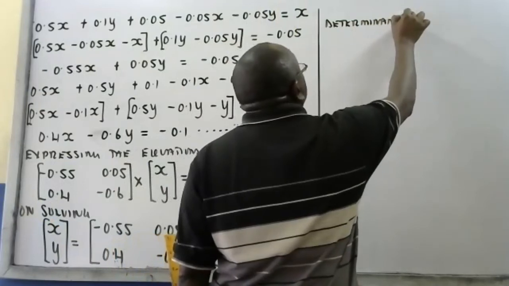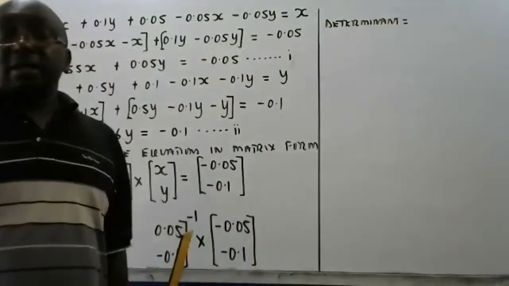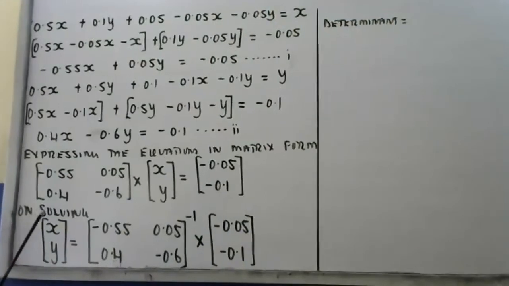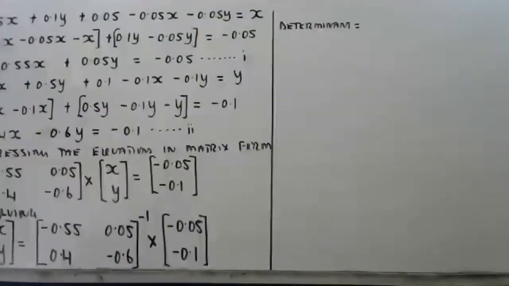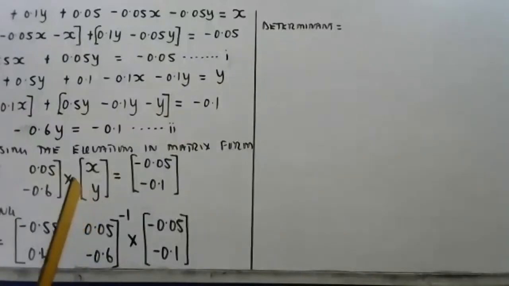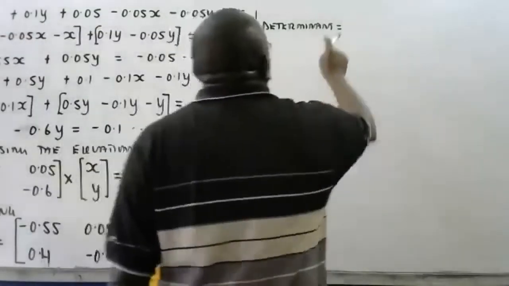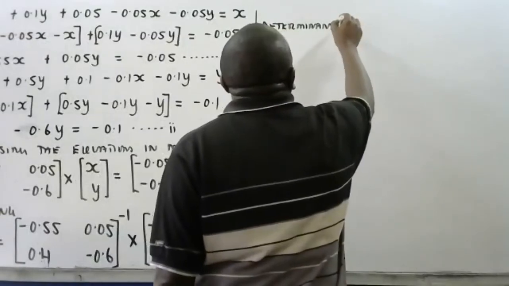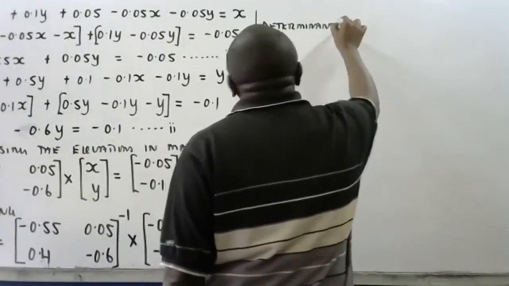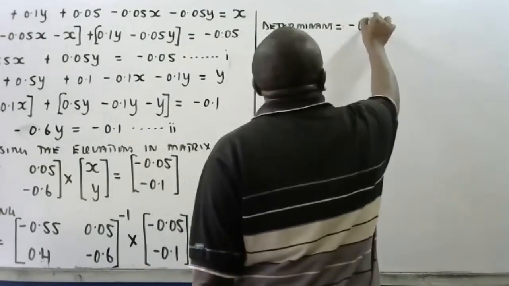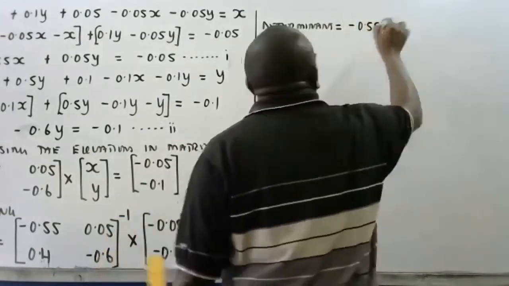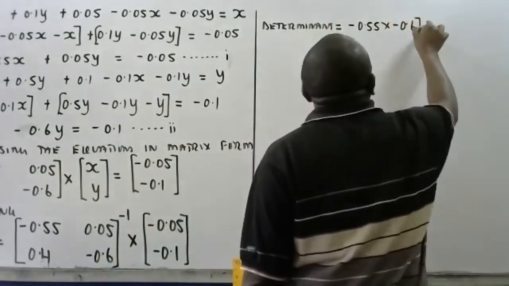Now, the determinant is given as follows. You get these values. These ones are called the major diagonal, and these ones are called the minor diagonal. So you take the values of the major diagonal, which is equal to minus 0.55 times minus 0.6.